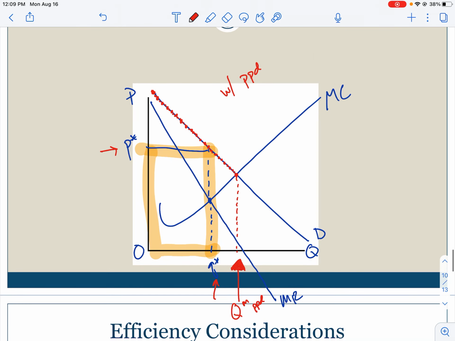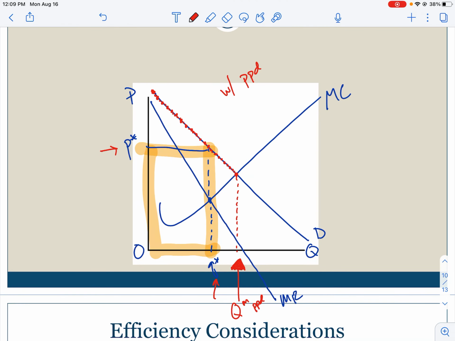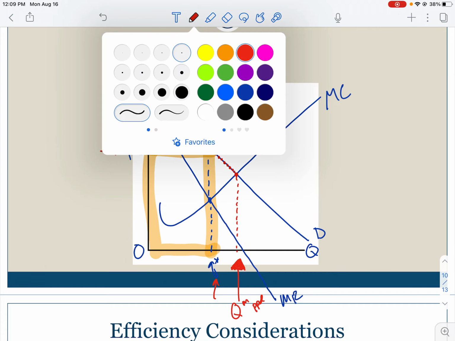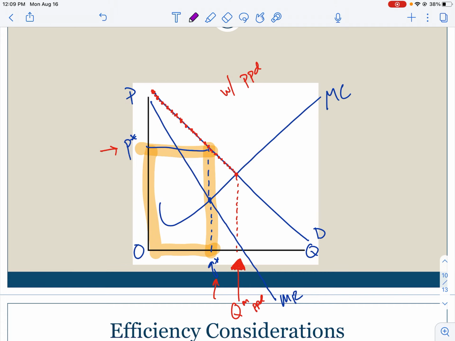So what does that mean? That means the deadweight loss is gone. Under perfect price discrimination, there's no deadweight loss. Now, the other thing to remember, is there any consumer surplus? Consumer surplus is the difference between the maximum they're willing to pay and what they actually have to pay, but they actually end up paying their maximum willingness to pay. So there is absolutely no consumer surplus, but there is maximum producer surplus.